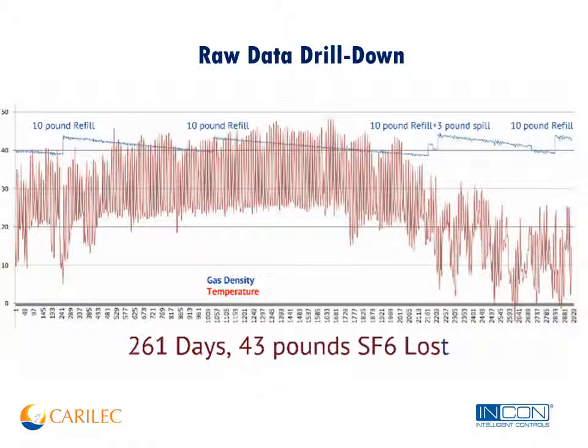Let's take a look at some raw data, okay? Here's a plot of temperature and density over a time of about 261 days. You can see that the red is the temperature and the blue is the gas density. Through the middle of the plot, it's quite hot out. It's close to 100 degrees Fahrenheit. It's between 40 and 50 degrees C. And we can see the blue trace is falling, which indicates a leak. As the density goes down, you're leaking.